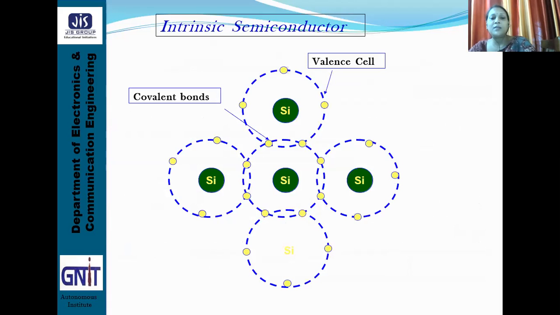So this is the schematic of an intrinsic semiconductor. 5 silicon atoms are there, and the middle silicon atom is making covalent bonds with the other four. This is the covalent bond, and this is the valence shell.